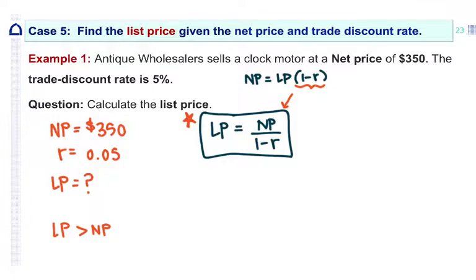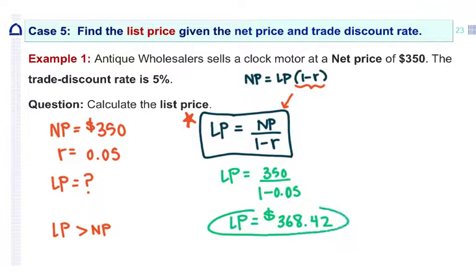So now we will plug and chug these numbers. We will say 350 divided by 1 minus 0.05, so 5% off. And we will get that the expensive list price was $368.42. And remember, for money, you always round to 2 decimal places.